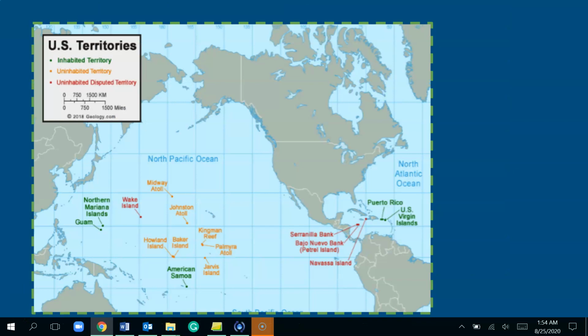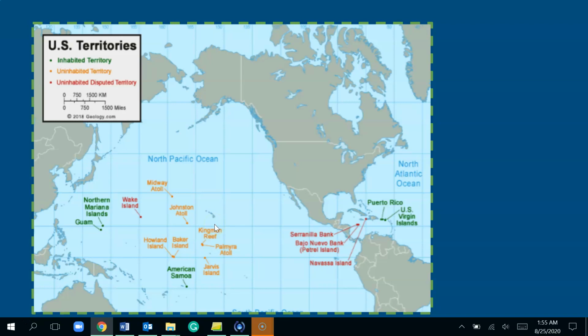Okay, U.S. territories. A territory is a piece of land that is under the power of a country, but is not necessarily a state. So, as we know, there are 50 states in the United States, and those are the states within this contiguous piece of land, contiguous meaning they're all together, as well as Alaska, up here, and Hawaii, over here in the middle of the Pacific. So all of those we know are the 50 states of the country.